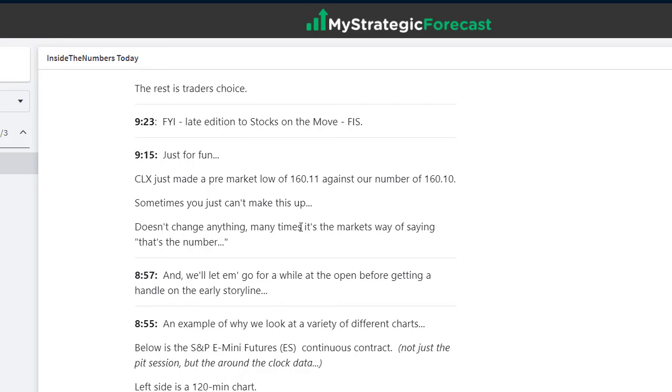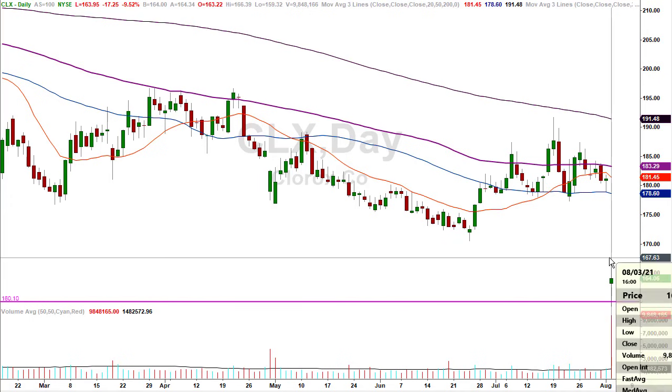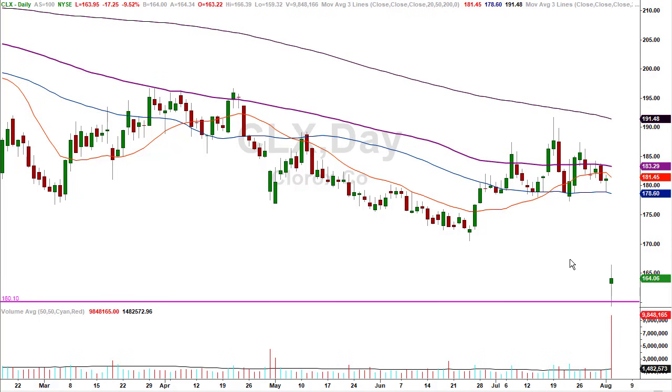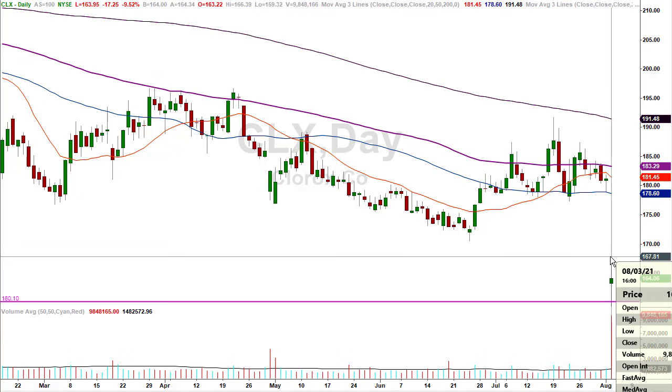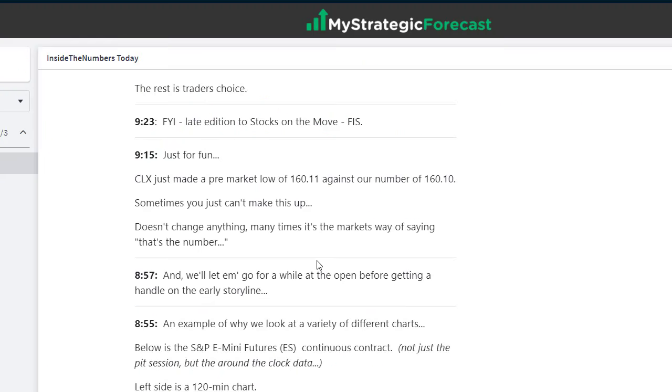Sometimes you just can't make this up. Doesn't change anything. Many times, that's the market's way of saying that's the number. We'll circle back to these later. I just want to show it to you while it's fresh in your mind. 160.10 was the number. After the opening bell, they actually did go a little bit lower, making a low of 159.32, and they reversed up, and the actual high of day was 166.39 after entry of 160.10. Apples, how do you like dem apples?